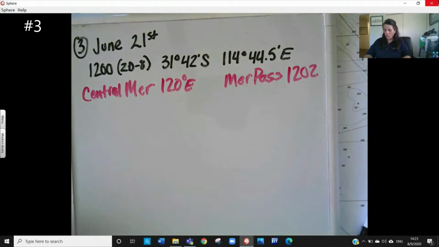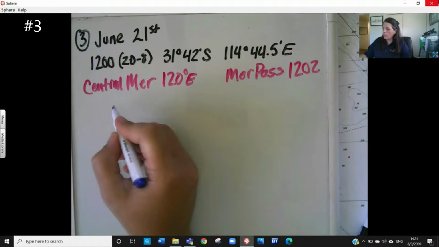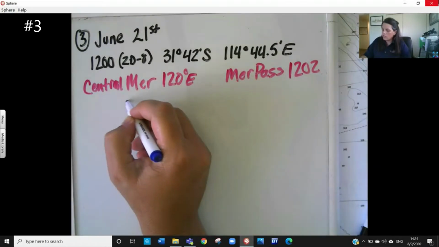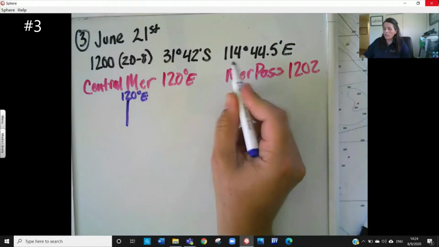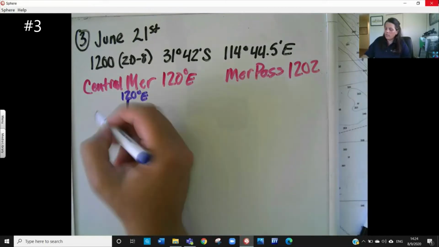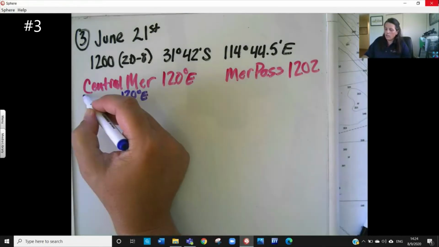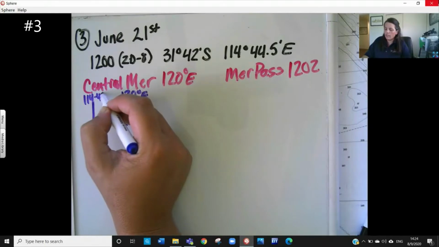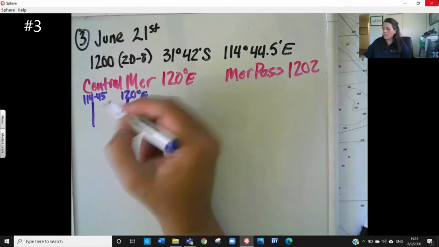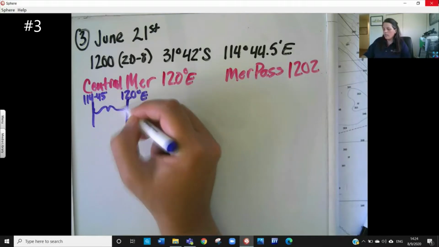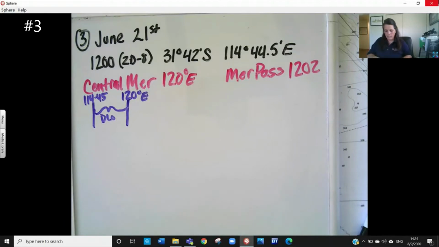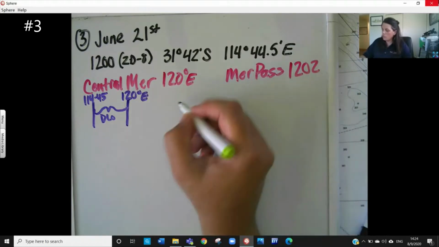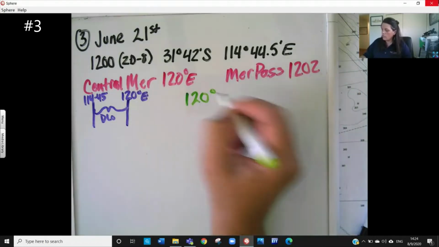So our central meridian is 120 east, and we are at 114°45'. We are going to be over here at 114°45'. So we need to figure out what our DLO is, that's difference in longitude, and then convert that so we can see our arc to time. So we have 120 degrees minus.